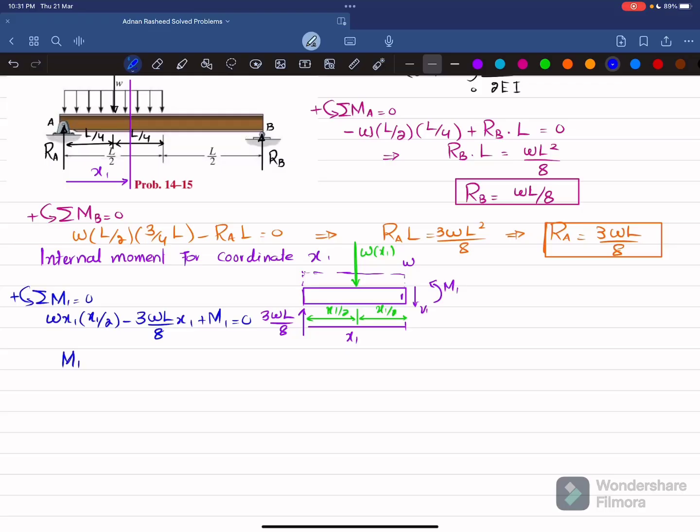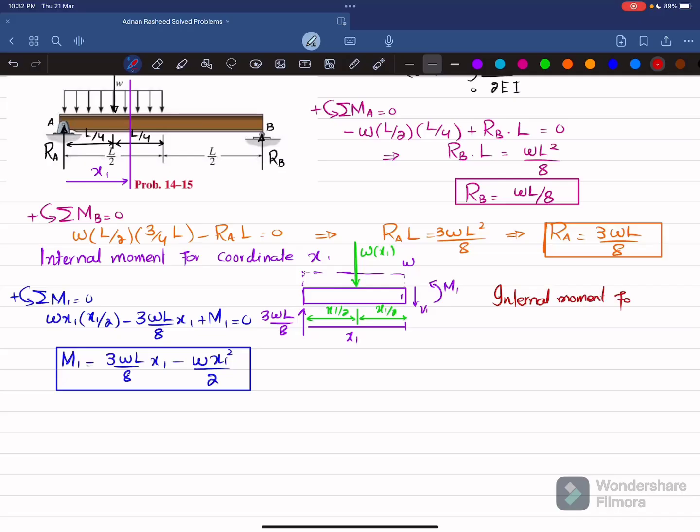So from here this M1 will be equal to 3WL over 8 X1 minus WX1 square over 2. Clear? So this is the internal moment for coordinate X1. Now what we will do is that we will find internal moment for coordinate X2. And what will be X2?